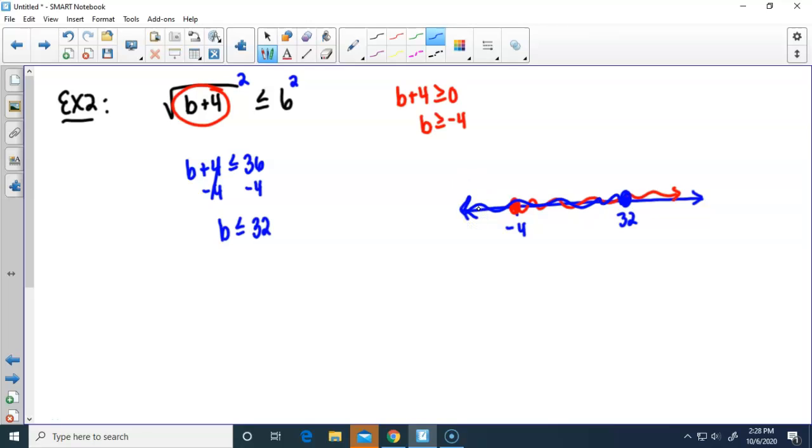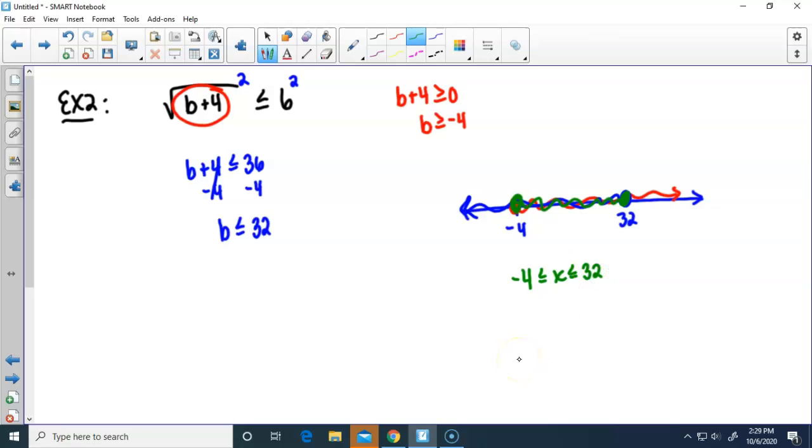And so whenever I look to solve this, I'm looking for the overlap between the two answers, which happens right here in the middle. So my answer for this, I can write -4 is less than or equal to b less than or equal to 32.